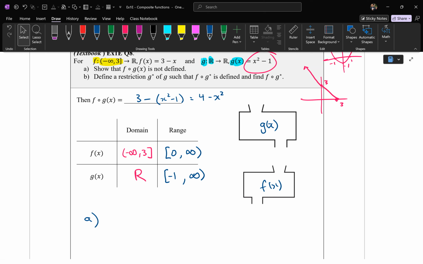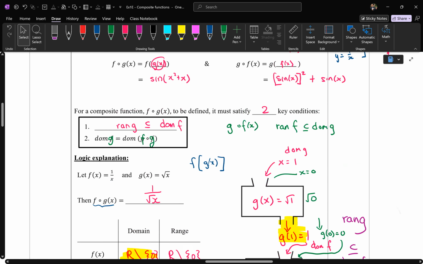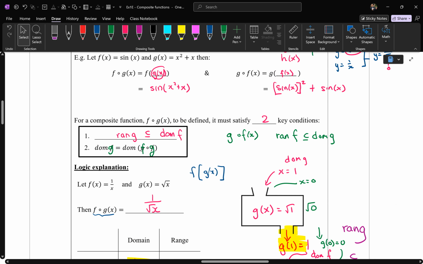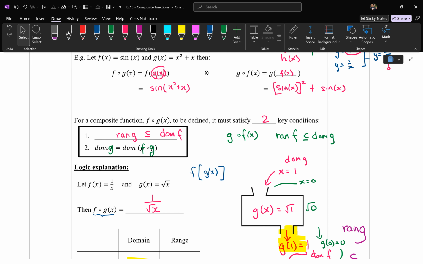The range of g is not a subset of the domain. Beautiful. Okay, so this is where if you were to do an exam and you needed to show, well, the first thing is, when will f of g of x be defined? Back to the first condition. First condition says it is defined if you've got f of g of x, range of g needs to be a subset of domain of f. Then it's defined. So you need to prove that this is not going to be true.